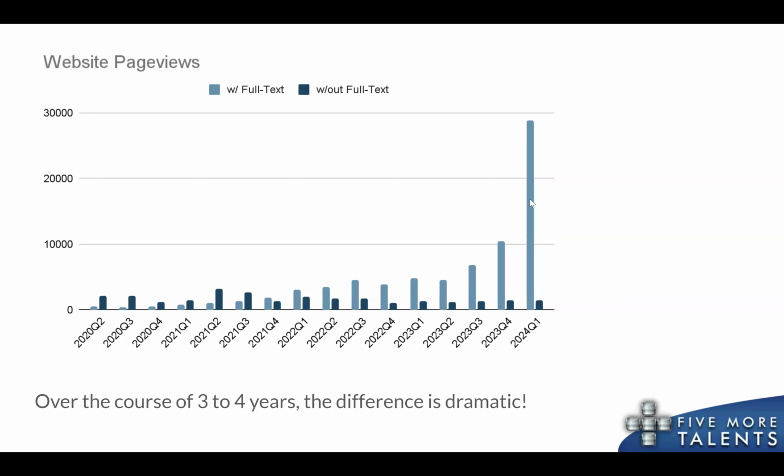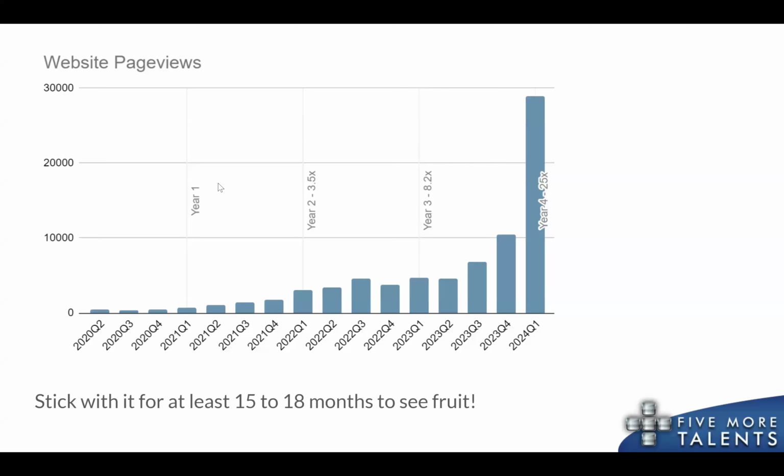And here's another view of it, is that you do need to be prepared to stick with the full text sermon publishing for basically at least 1.5 years before you're really going to notice a significant difference in your website traffic. But after 2 years, you could expect that your website traffic might be 3.5 times what it was when you started. After 3 years, 8 times, and after 4 years, it might be as much as 25 times more than what it is today.